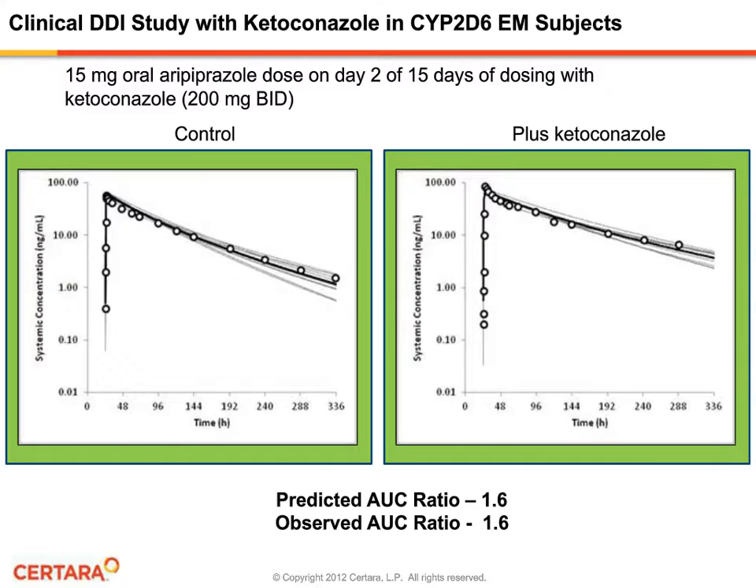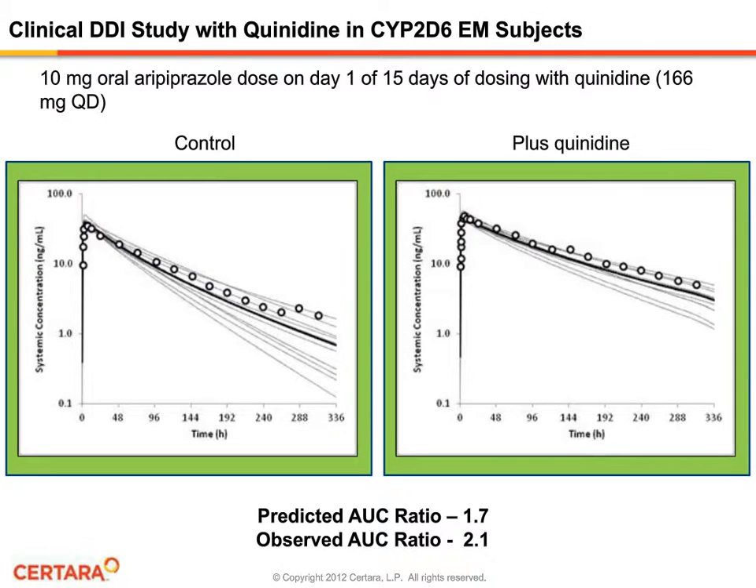Obviously, the next scenario would be the CYP2D6, which would be the quinidine. Again, we've got the control data here, which is the aripiprazole given on its own, and then this is when it's actually co-administered with quinidine. Now, you can see here that the predicted AUC ratio is 1.7 and the observed is 2.1, but that is for the population as a whole. When you look at individual trials, we do get some that are about 1.9, which are actually closer to the observed data.